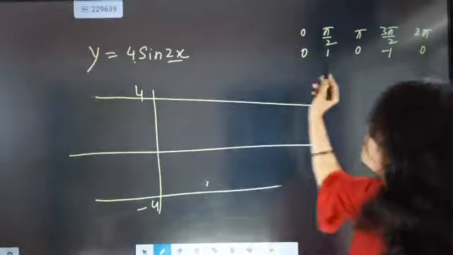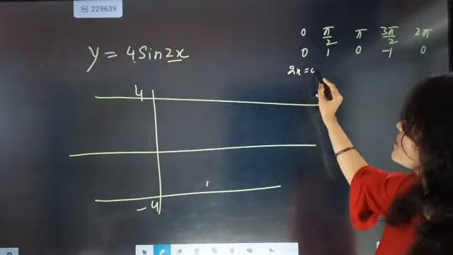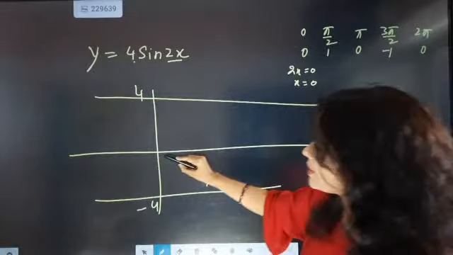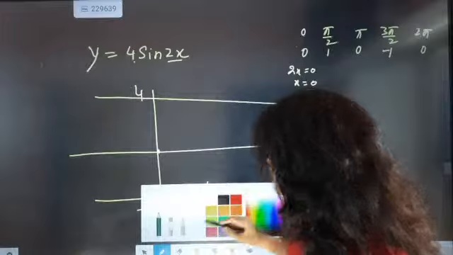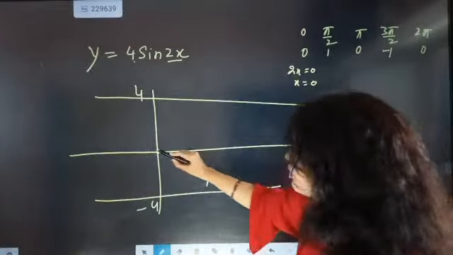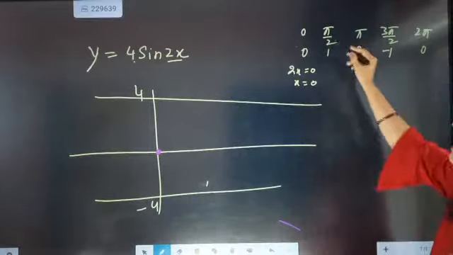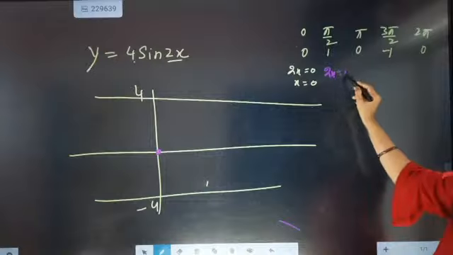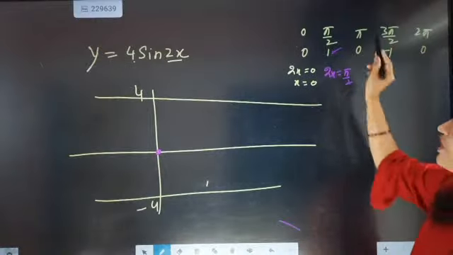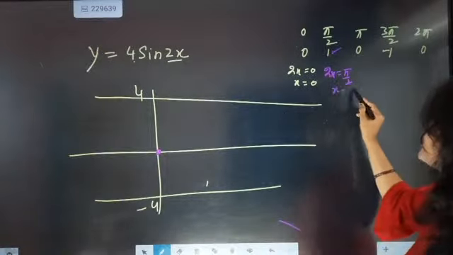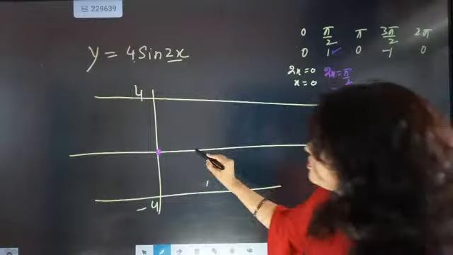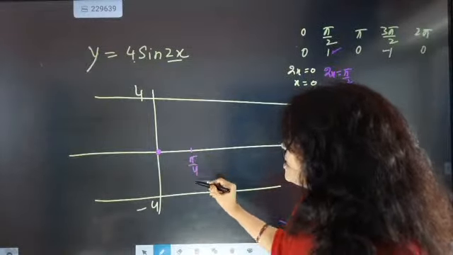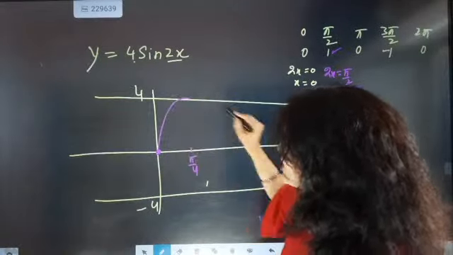So 2x will be equal to 0, so x is coming as 0. That means we will have to start the line from here. Okay. Now next, pi by 2. So 2x will be equal to pi by 2, where we have to fight for the maximum. So here x will be equal to pi by 4. So when x is pi by 4, it is exactly going to go for the maximum.